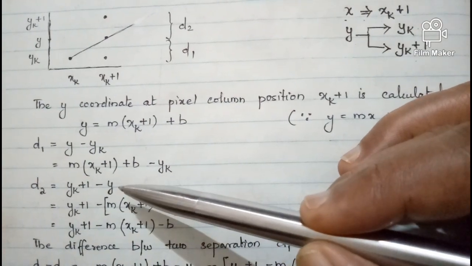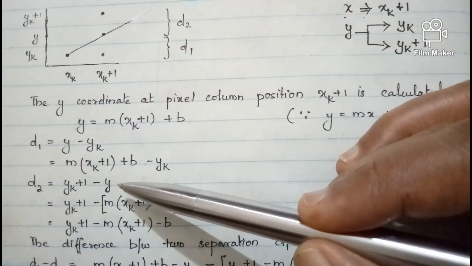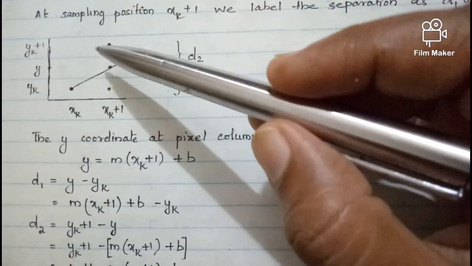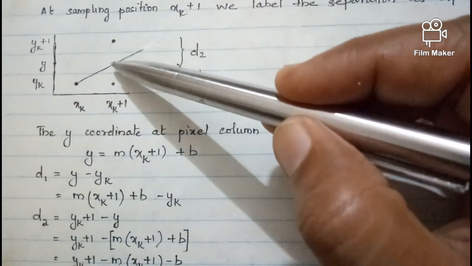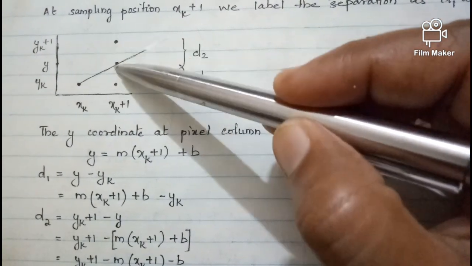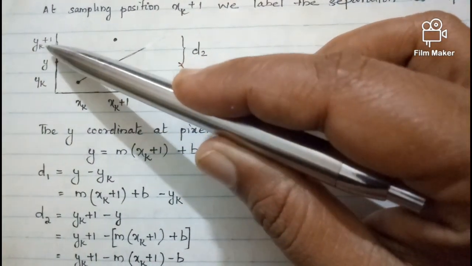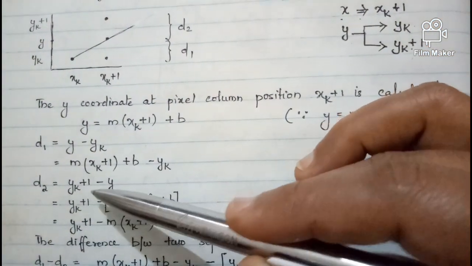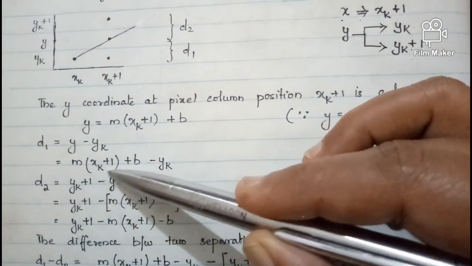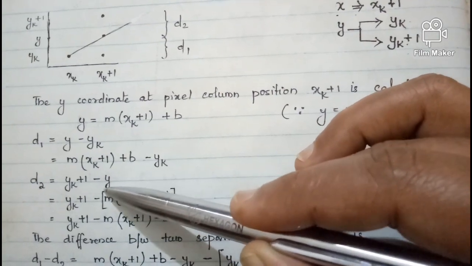Now let us find the value of d2. What is d2? d2 is this distance, that is the distance from yk plus 1 to y. So d2 can be written as yk plus 1 minus y. So d2 is yk plus 1 minus y. Again the value of y needs to be substituted here.